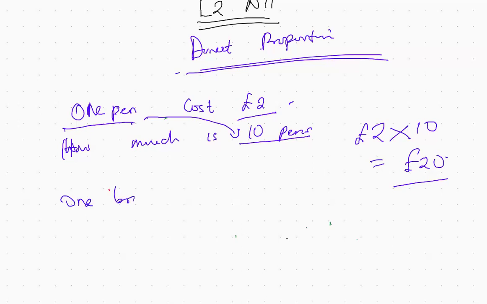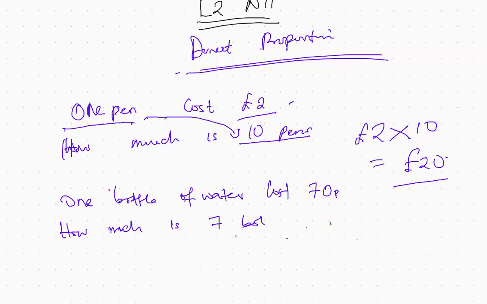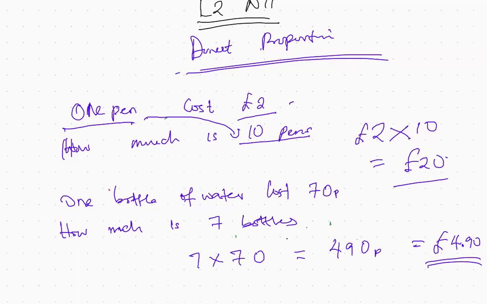costs 70p. So how much is 7 bottles? It's going to be 7 times 70. That gives you 490p. So that goes to £4.90. So can you see? The bottles of water increased from 1 to 7, and the cost increased from 70p to £4.90.